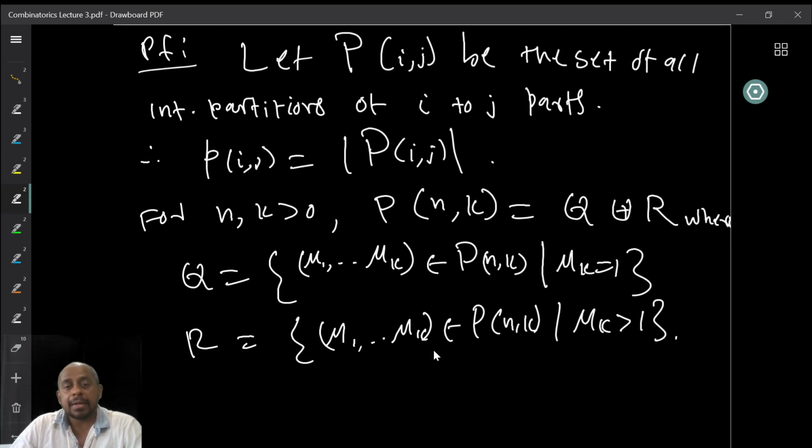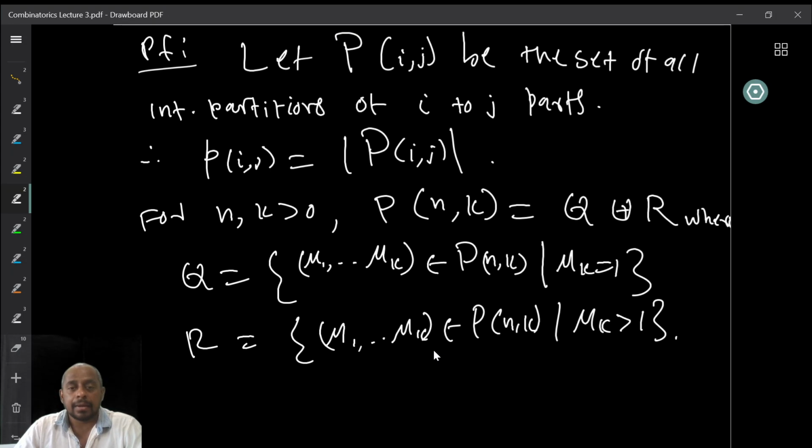Now, if you take any partition of n minus 1 into k minus 1 parts, we can add a 1 at the end and we will get a partition in Q, right? Because it is ending in mu k and it has exactly k parts and the sum is equal to n. So, therefore, there is a bijection.